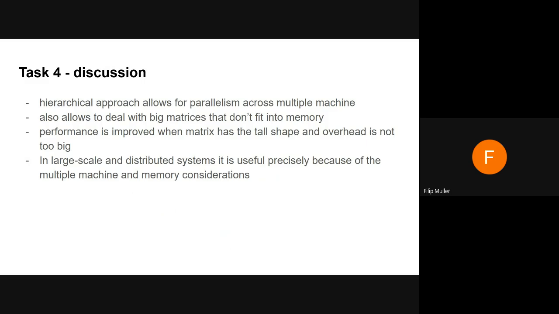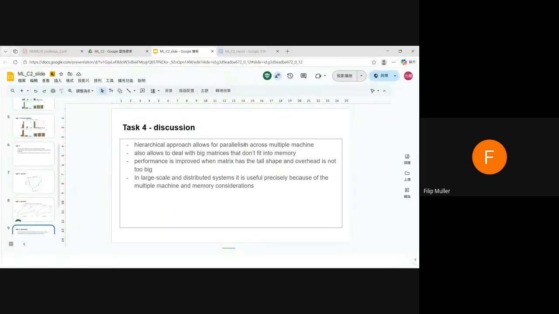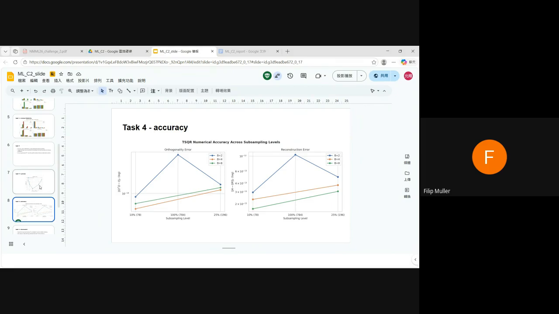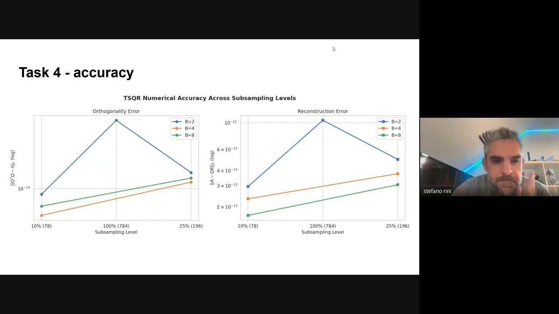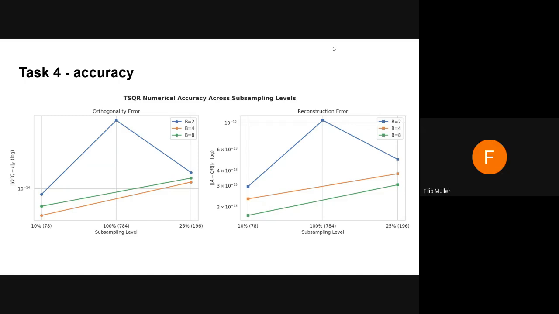Pretty much the accuracy does not change based on the B. The orthogonality and the reconstruction error are both like 10 to the power of... oh yeah, there we go. Let me see this plot. So yeah, there are big differences. Obviously, the only big effect here is the subsampling level, where the 100% can only be done for B2 because of the shape of the matrix.